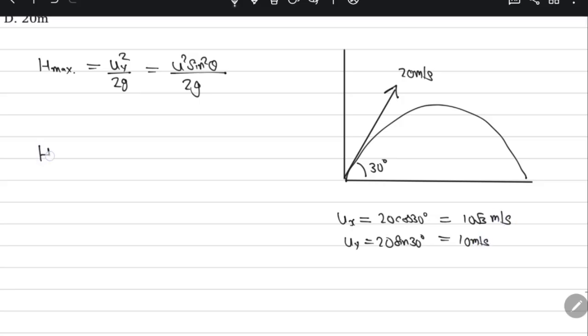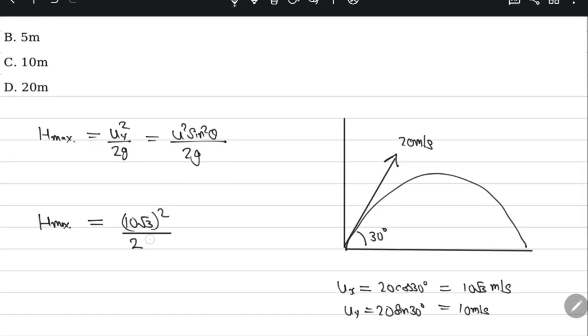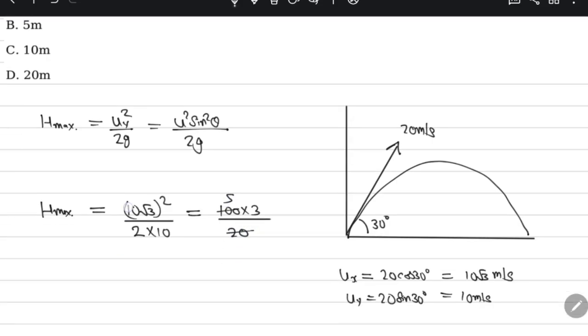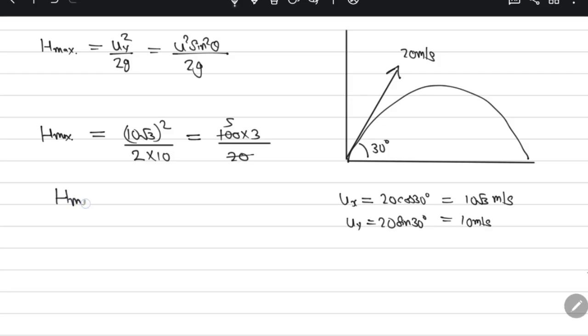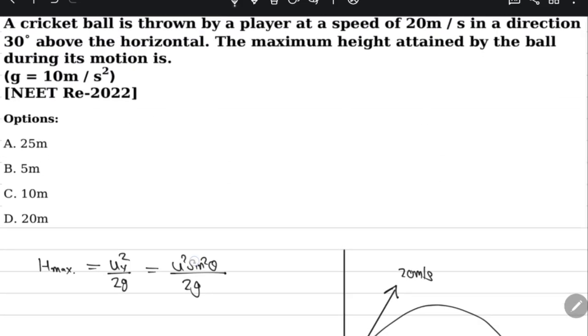So let's find maximum height. Maximum height, how do we find it? Component of velocity, that is 10 root 3 whole square divided by 2 into g, where the g value is 10. You should notice in the question what the value of g is. If g is not mentioned, we have to take g as 9.8, right? So this is 100 into 3 divided by 20. If I divide this, it comes out to be 15 meter. Maximum height comes out to be 15 meter.